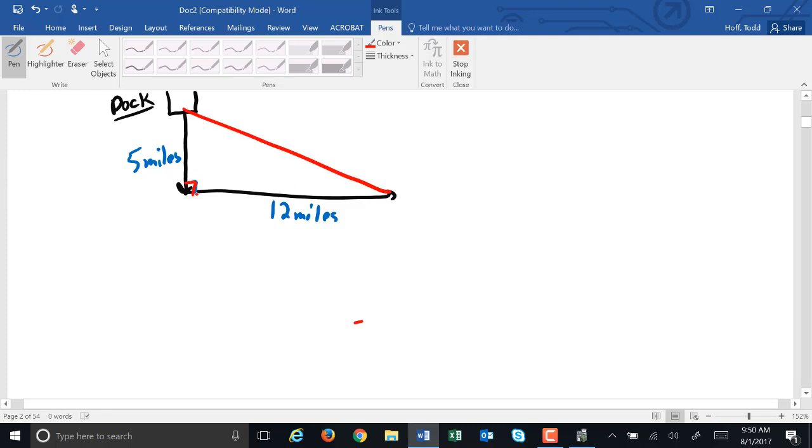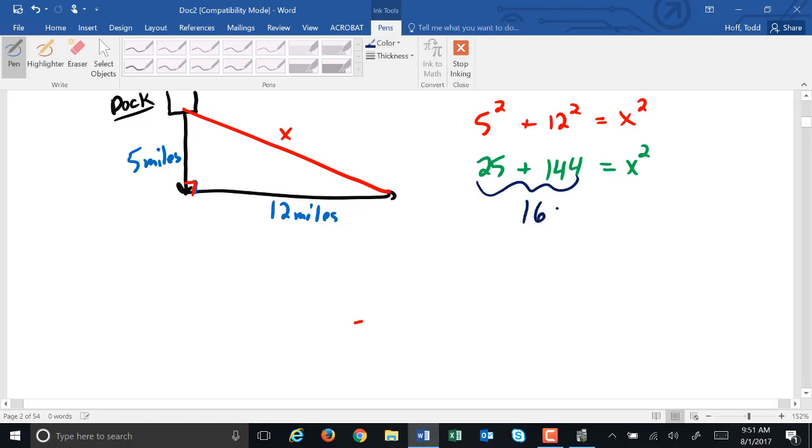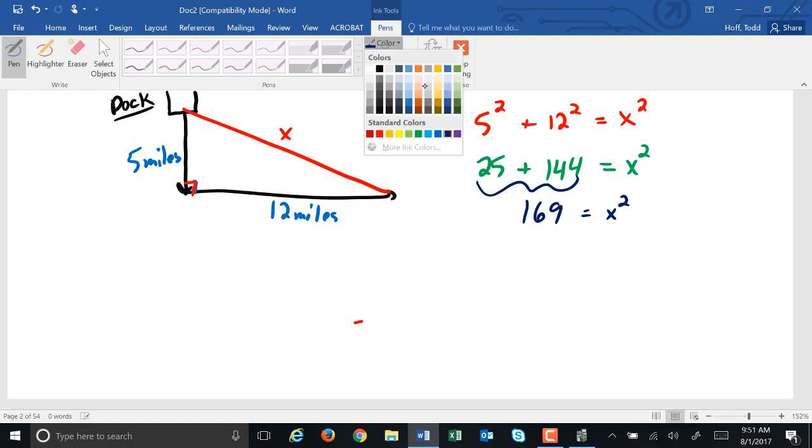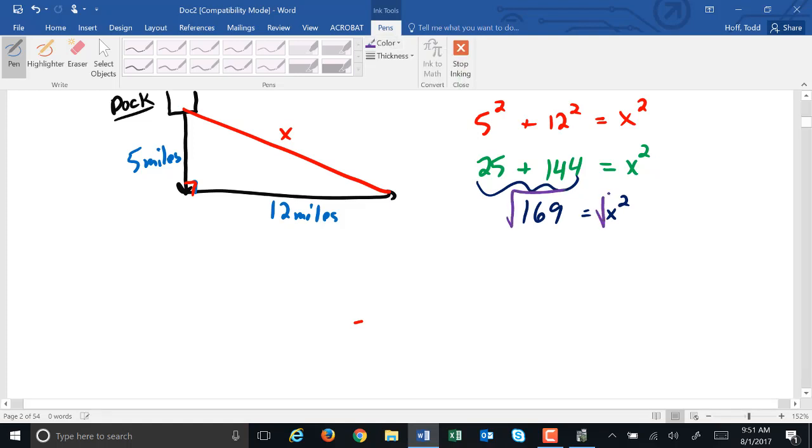Well, this would just be a squared plus b squared equals c squared. 5 squared plus 12 squared equals x squared. And we would have to calculate it out. 5 squared is 25. 12 squared is 144. Adding together 25 and 144 is 169 equals x squared. We square root, 13 equals x. So after that, we would be 13 miles away from the dock.